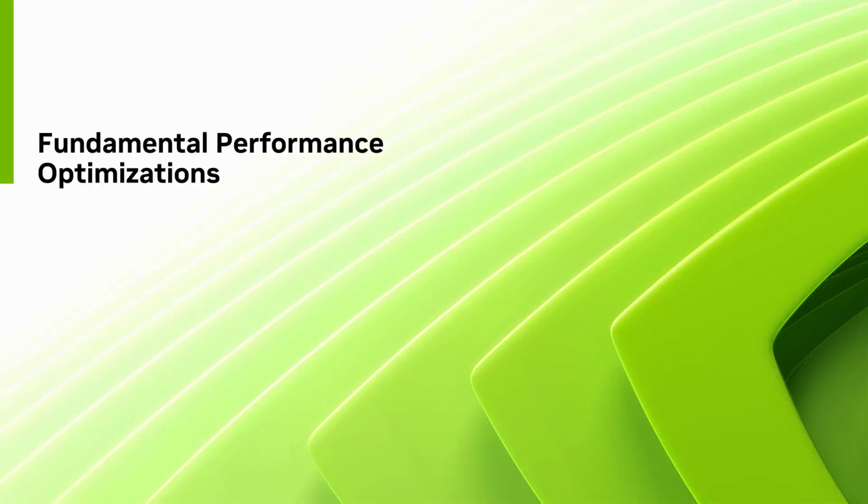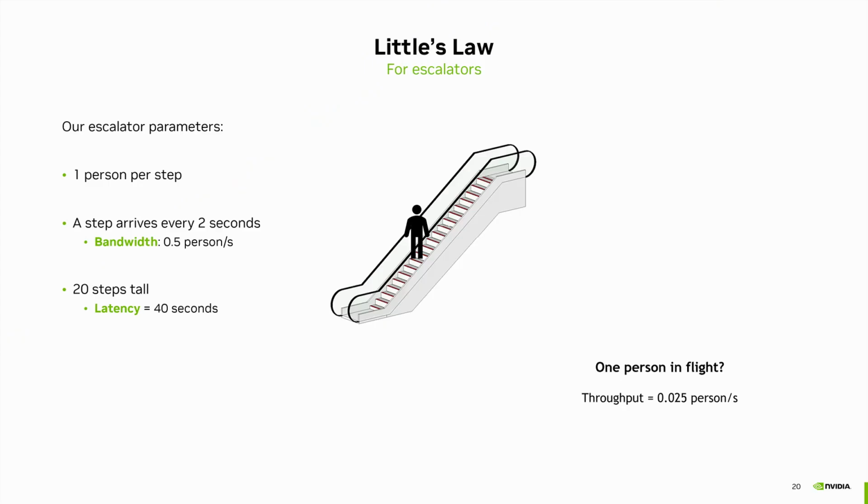So now let's focus on fundamental performance optimizations for our kernels. And let's start with a refresher on Little's law. Let's assume we have an escalator that has 20 steps, and we know that a step arrives every 2 seconds, and it only fits 1 person, okay? So what does this mean? This means that the latency of our escalator is 40 seconds, and the bandwidth of our escalator is 0.5 persons per second.